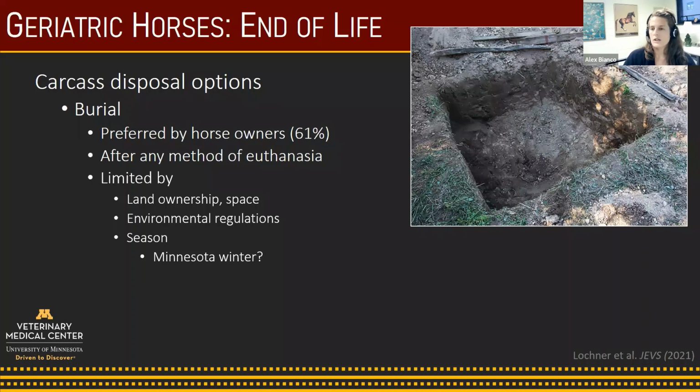And then season, what do you do in January? You can't bury it unless you have planned ahead. You can plan ahead and have your hole dug in the fall, knowing that you have a horse that may not make it through the winter. And then you maybe have a hole pre-made. But if it's a surprise, there's no way you're going to bury a horse in January in Minnesota. So that's a real consideration.